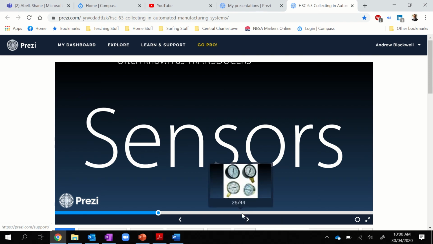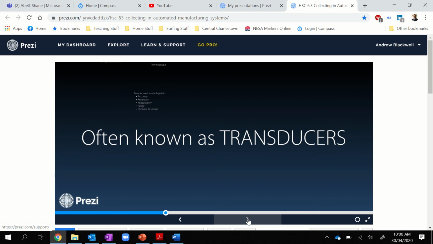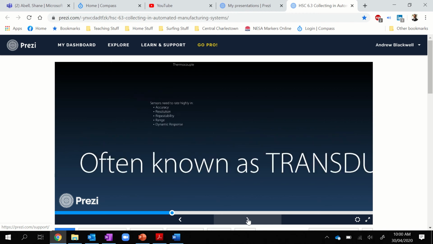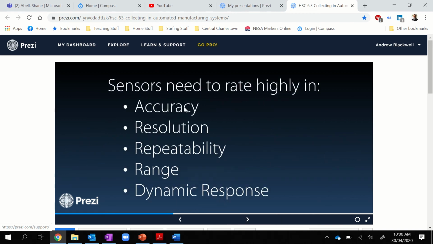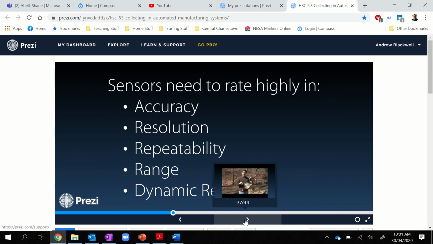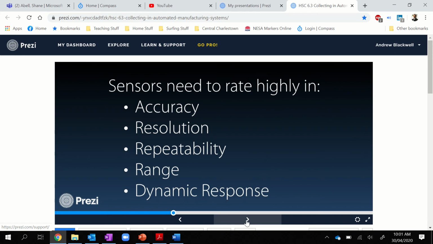So we have sensors, and the first one is also known as transducers. They need to be highly accurate, with high resolution, high repeatability, high range, and dynamic response. Not all of them do all of this, but they do need to be able to do this so that they can work in the manufacturing industry.